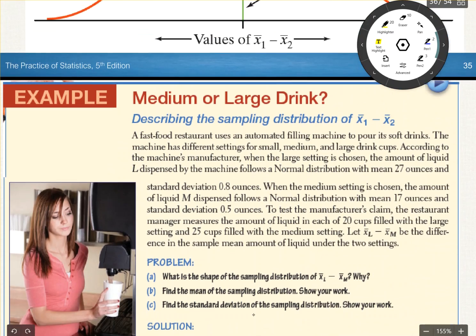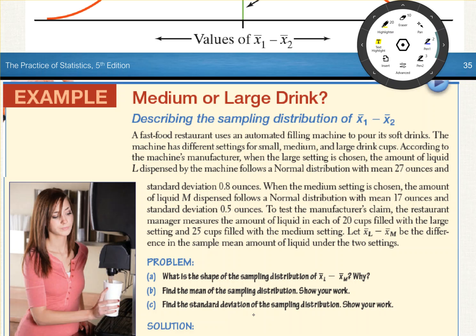So let's just take a look at an example. A fast food restaurant uses an automated filling machine to pour its soft drinks. The machine has different settings for small, medium, and large drink cups. According to the machine's manufacturer, when the large setting is chosen, the amount of liquid dispensed by the machine, call it L, follows a normal distribution with mean 27 ounces and standard deviation 0.8 ounces. When medium, it's a normal distribution with mean 17 ounces and standard deviation of 0.5.